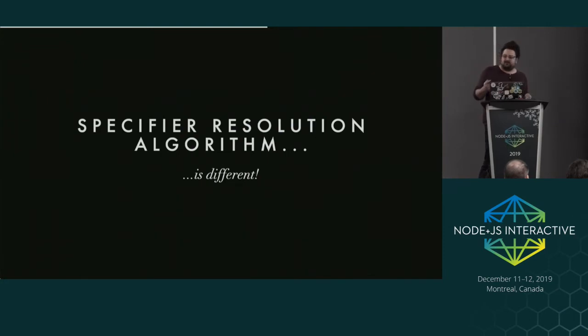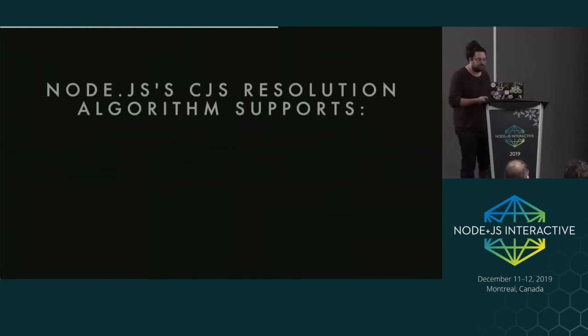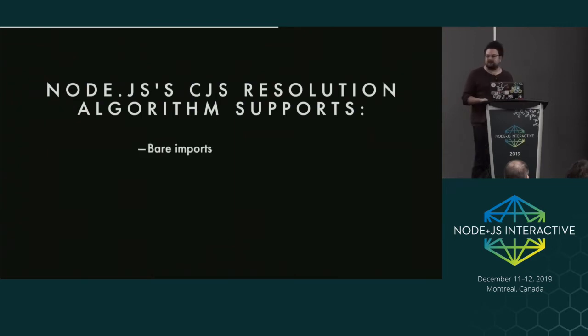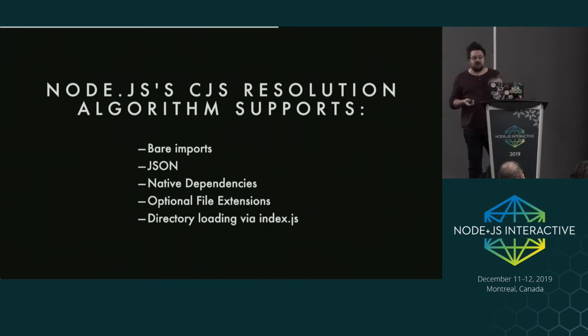And just a little bit more of a difference, the specifier resolution algorithm that I mentioned is also not specified, and it's different. So TC39 leaves it to the hosting environment to determine how you take a specifier and then turn it into a resource. Node.js and CommonJS has a very specific resolution order, which many of us are probably familiar with. It supports bare imports, which are great, because that allows you to npm install stuff and just get them by the symbol that you know it by. It allows you to import JSON, and it can support that and understand what JSON is. It allows importing native dependencies. It allows optional file extensions. You don't need to include the file extension for the module that you're importing. It also allows you to require a directory that has an index.js in it.